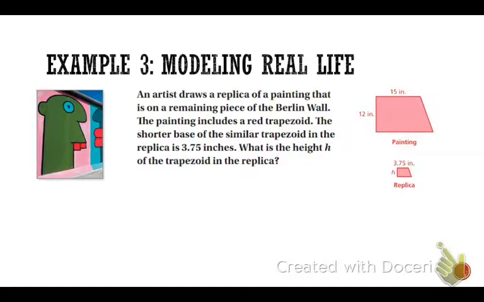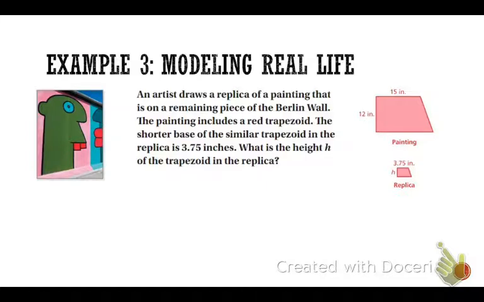All right, so similarity. We dealt with this with ratios. Ratios can be similar, right? What about 3/6 and 5/10? Can they both be reduced to 1/2? Yes, so they're similar. So what we see here is a similar figure being described, the painting versus the replica. An artist draws a replica of a painting on one of the pieces of the Berlin Wall. This painting includes a red trapezoid. The shorter base of the similar trapezoid in the replica is 3.75 inches. So what is the height?